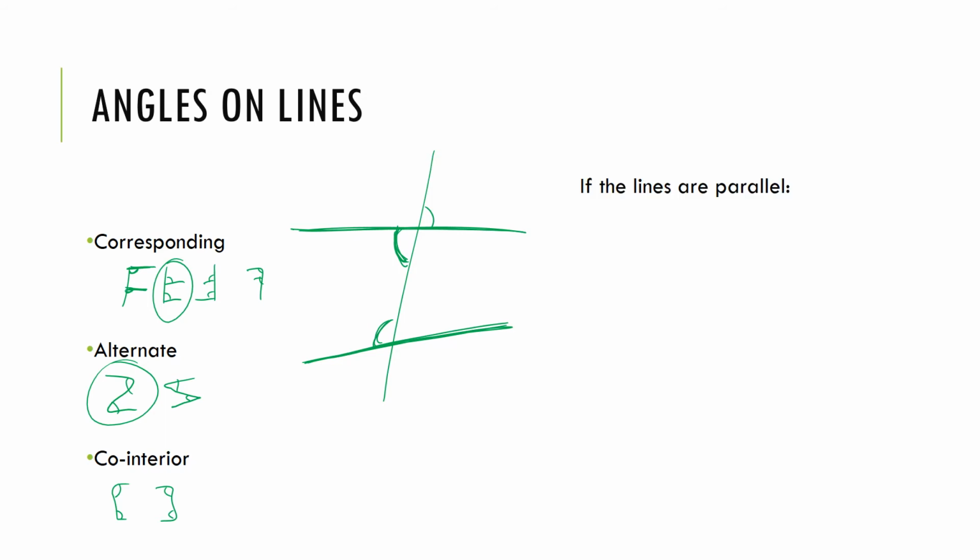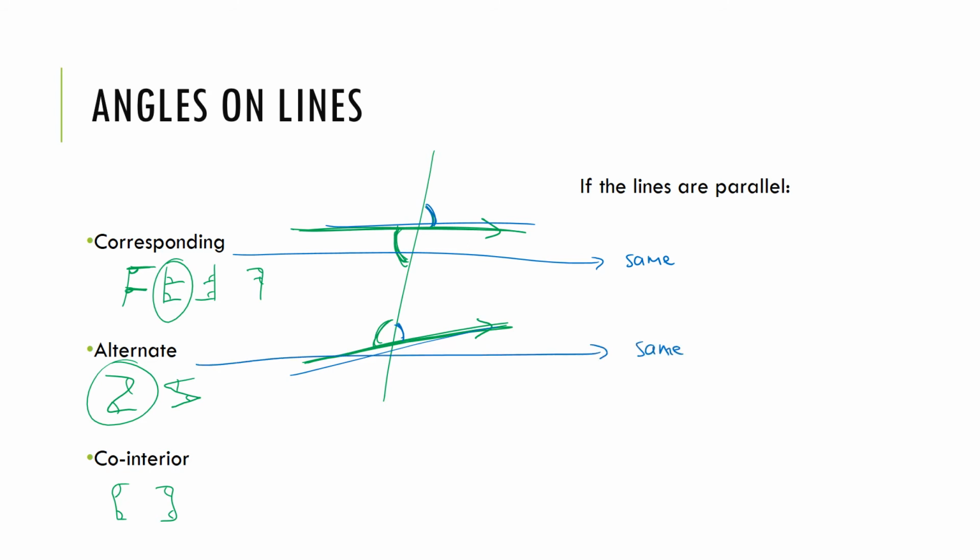Now, there's some important things to note when we have parallel lines. So if these lines here are parallel, then we know that our corresponding angles, so say we had this one and this one, if these two lines were parallel, then our corresponding angles are going to be the same. For alternate angles, they're also going to be the same. So let's say this one and this one would be the same if the other two lines are parallel, and then co-interior. So let's say this one and this one. These aren't the same. Instead, they're going to add to 180 degrees.